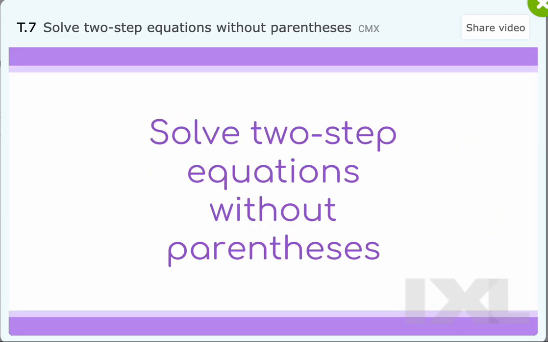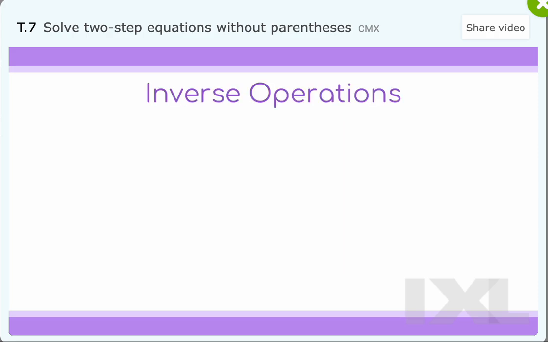Today we'll be solving two-step equations. Remember, when solving two-step equations, the key idea is to use inverse operations to isolate the variable. Let's review that. If there is a number added to what we are trying to isolate, we need to subtract that number to get rid of it.